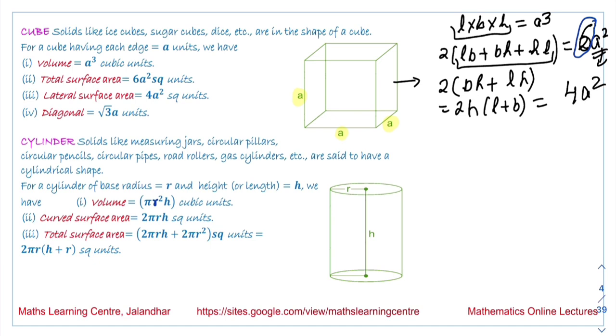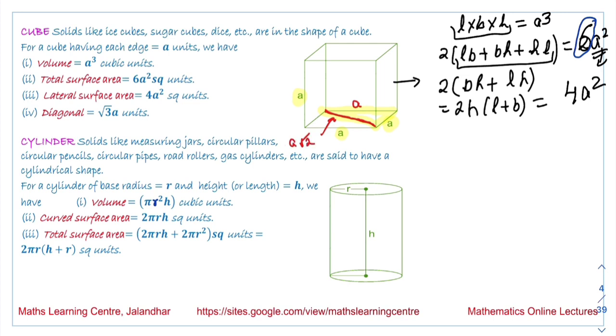And last we are talking about the diagonal. To calculate the diagonal, we have joined these 2 points first. We are considering this triangle. We are saying this side is A, this side is A. So this side will be root 2 A.